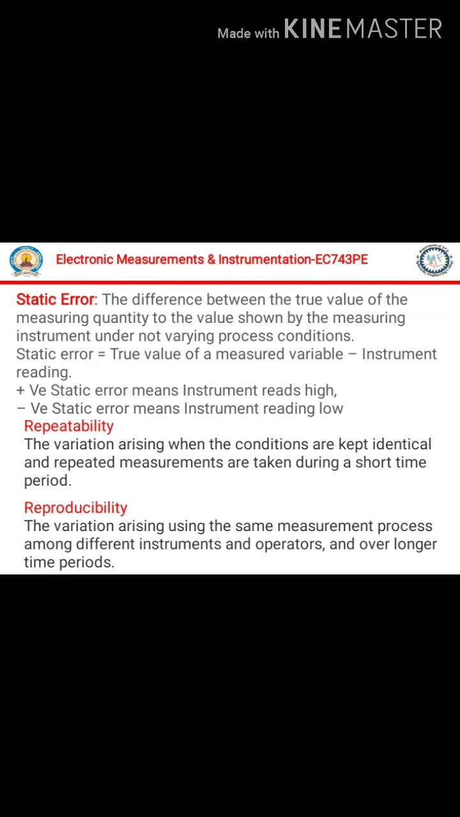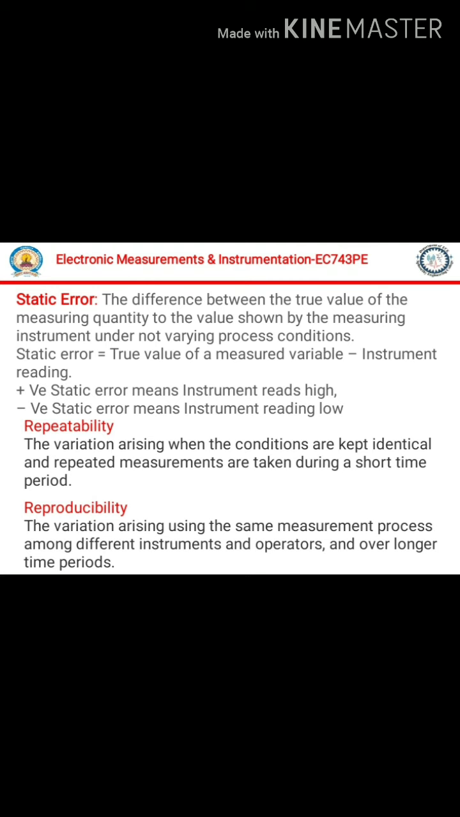Another static performance characteristic is static error. This is simple error. You can easily identify the difference between the true value and the measured value. We'll come across static error again. After this, we'll take up some problems, and during that we'll discuss static error.